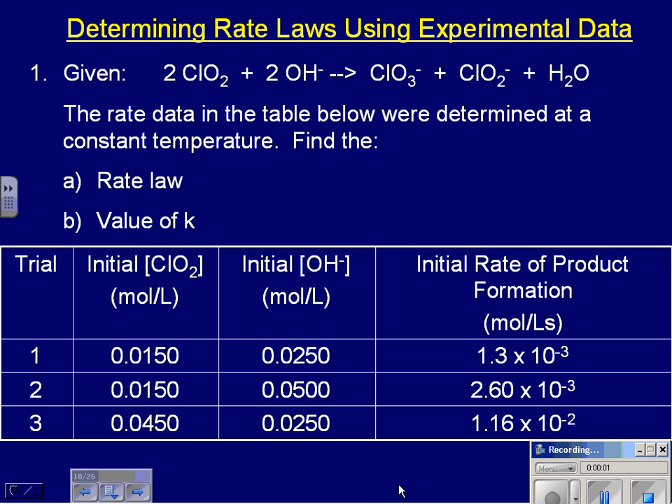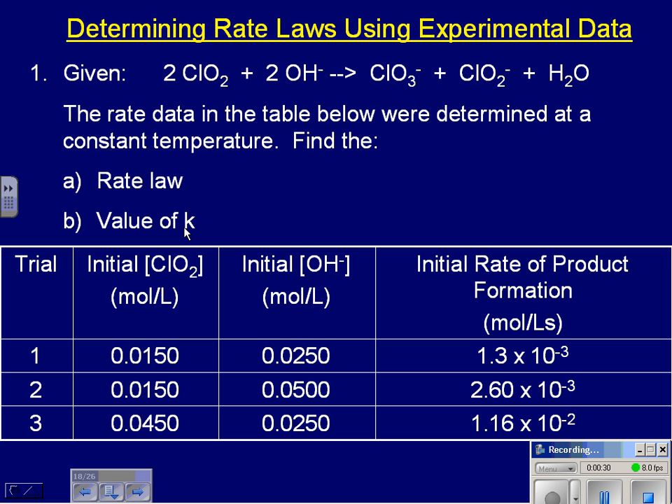So in this example, we're going to use the log-log method to determine the exponents on the rate law. And we want you to find a couple of things. We want you to find the rate law, which involves getting those exponents. And then once we have the exponents, we're going to use one of the trial's pieces of data to substitute into the rate law to get the value of k. And then we've completed the rate law. We have the constant and we have the exponents.